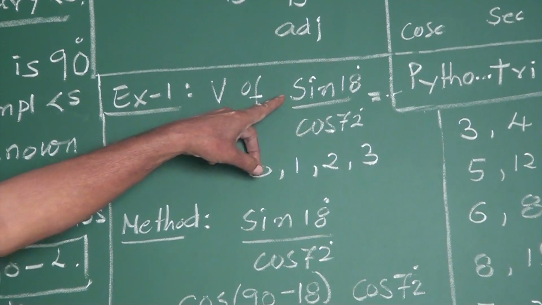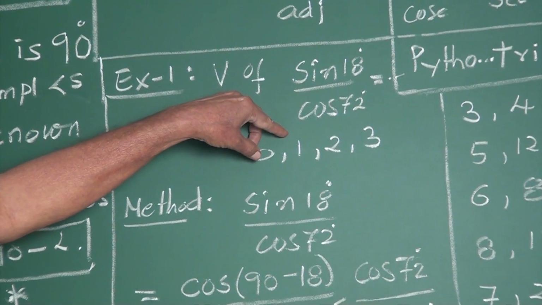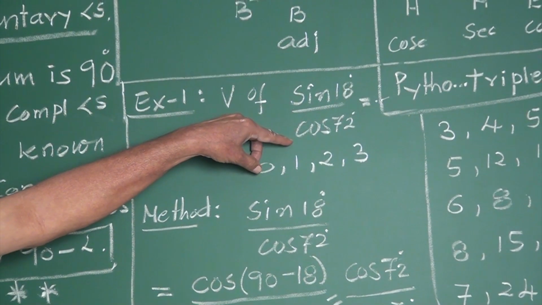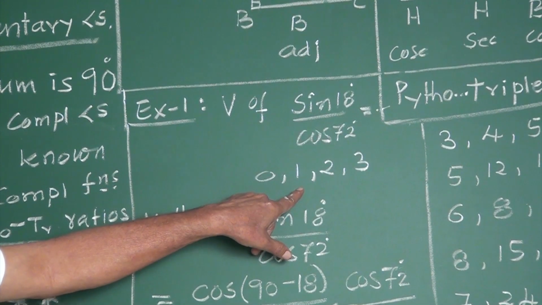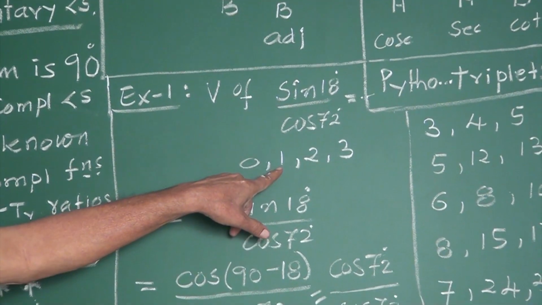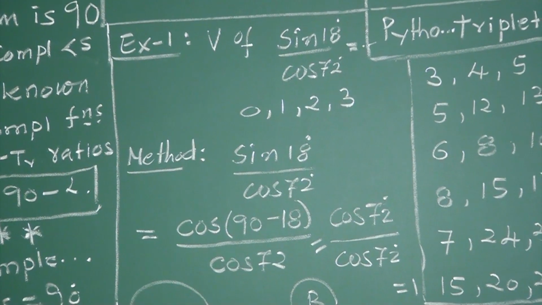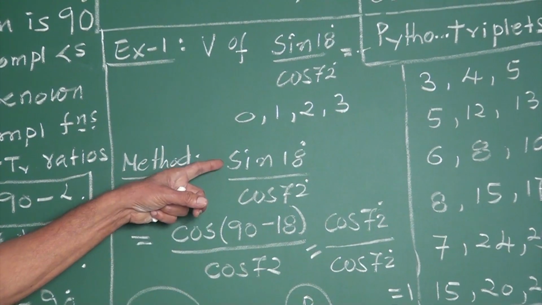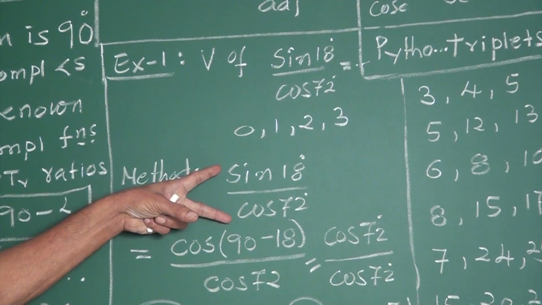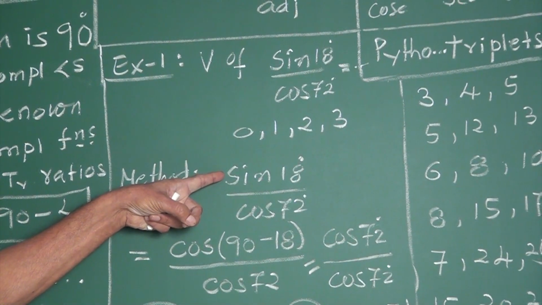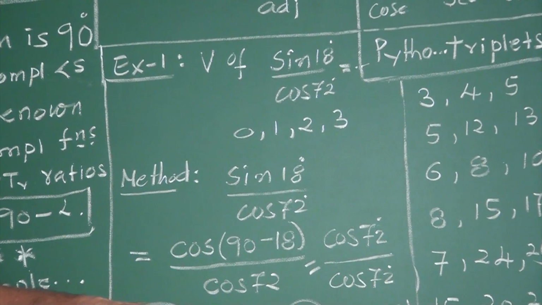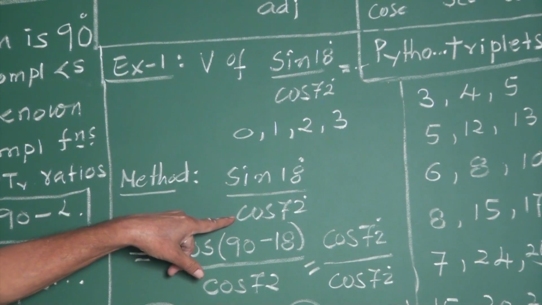Now, example number 1. The value of sine 18 upon cos 72 equals dash. These are the options: A, B is 1, C is 2, D is 3. Now, what is the method, my friend? This is the method. Sine 18 upon cos 72. Convert any one. Either convert sine to cos and keep cos as it is, or keep sine as it is and change cos to sine.